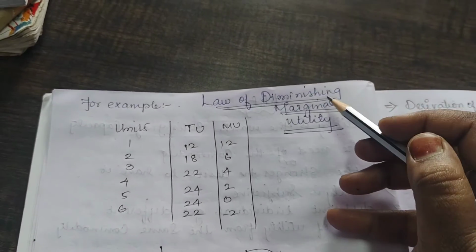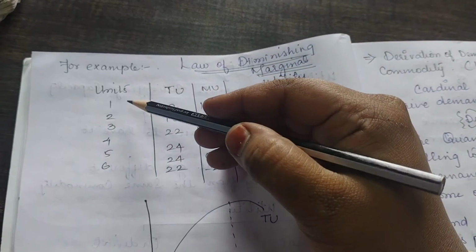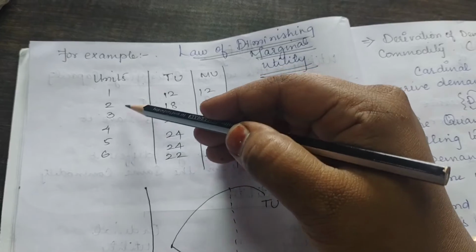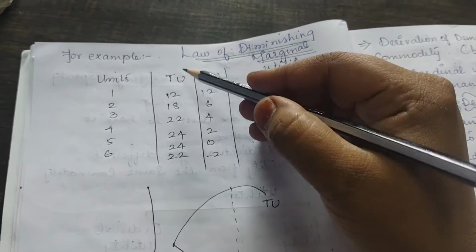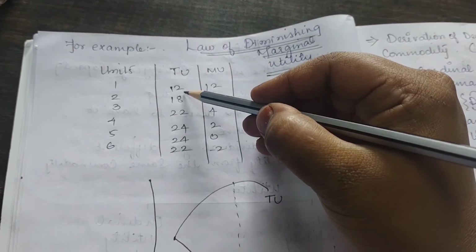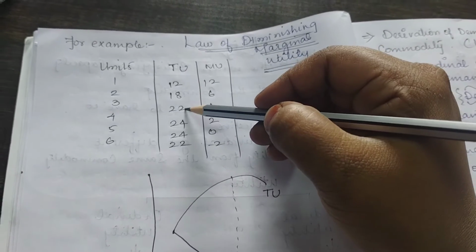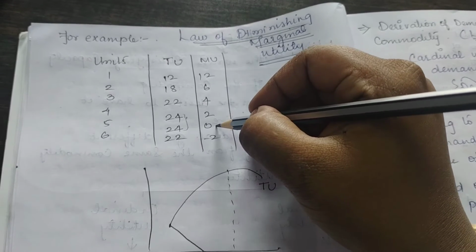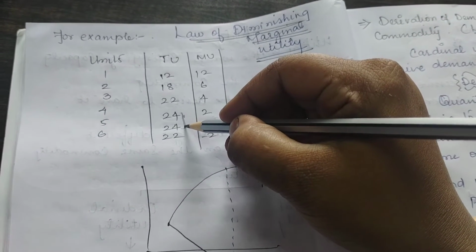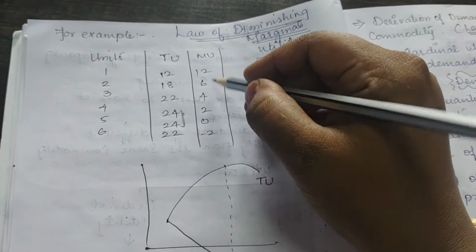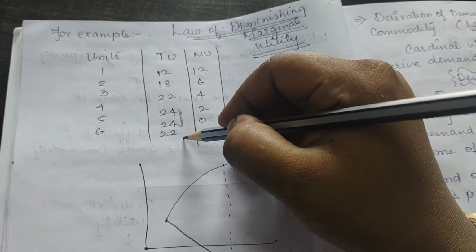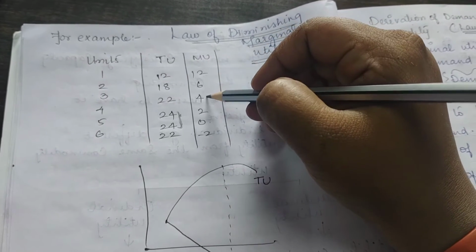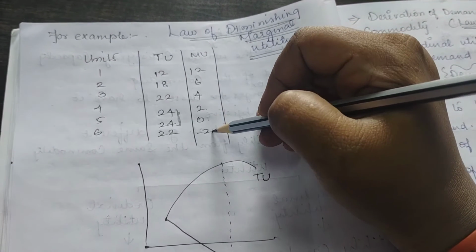So now what is the law of diminishing marginal utility? For example, if you're consuming a number of units, first you had one glass of water and then the second, the third, the fourth, the fifth and the sixth. Here the total utility is increasing from 12 to 18, 18 to 22, and then we have a saturation point. Once the marginal utility touches 0, the total utility comes to a saturation point. When the marginal utility turns negative, the total utility also falls. With every consumption, the marginal utility falls, turns 0 and becomes negative.